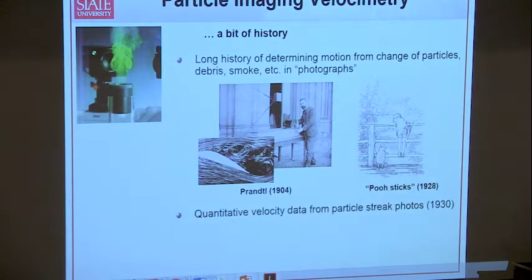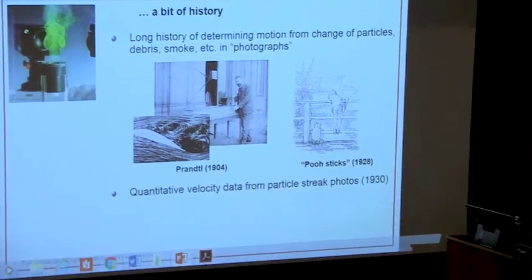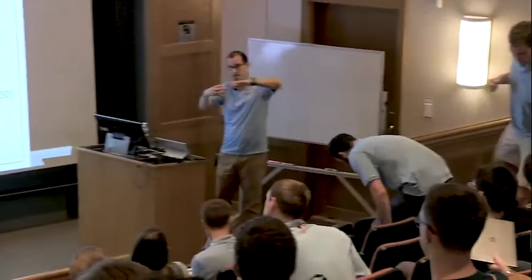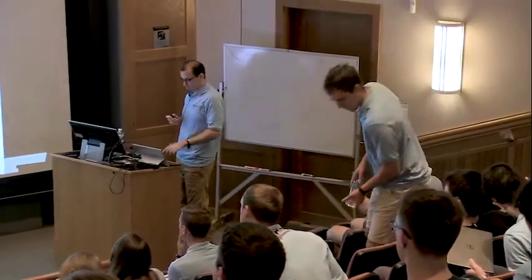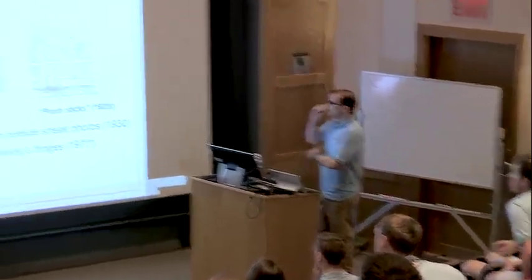Okay. So in terms of the evolution, there is quantitative velocity data from particle streaks. You basically would put particles, illuminate them, keep a gate open on the camera for a very long time and look at the streak that's formed. Okay, this was first shown in 1930.